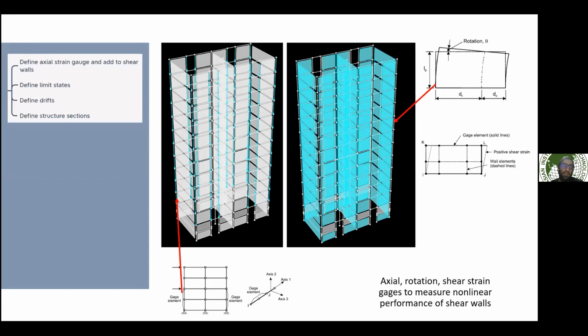Rotation type of strain gauges are strain gauges which measure the rotation between the four nodes for which you draw your rotation gauge. If those nodes match the nodes of the wall or a wall element in a particular story, then you can measure the rotation of the wall in that particular story, or wall leg in that particular story. And you can then go ahead and compare your rotations with the limits given in ASCE or any other guideline, and then see whether you are within the limit or beyond that limit, and make engineering judgments based on the results that the rotation gauges are giving you.